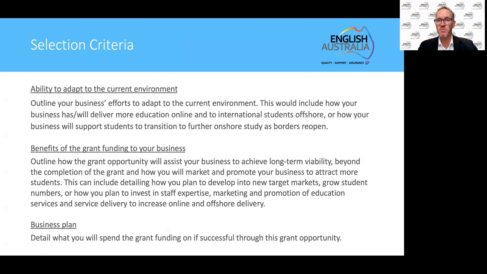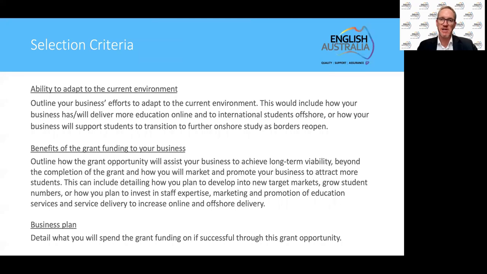Now, ability to adapt in the current environment. Again, you have to address this selection criterion, looking at the efforts that your businesses have made during this period to adapt, and looking at where, particularly online and international students offshore, how you've supported that transition across this period. We want to know how it's going to benefit your business and a strong case for long-term viability, which I've just mentioned a moment ago, and beyond the completion of this program. So we don't want you just to look at this as a 12-month window. It's got to be about leveraging these funds and developing a platform for further opportunities, further pipelines of students to support international education in Australia through online and offshore development.